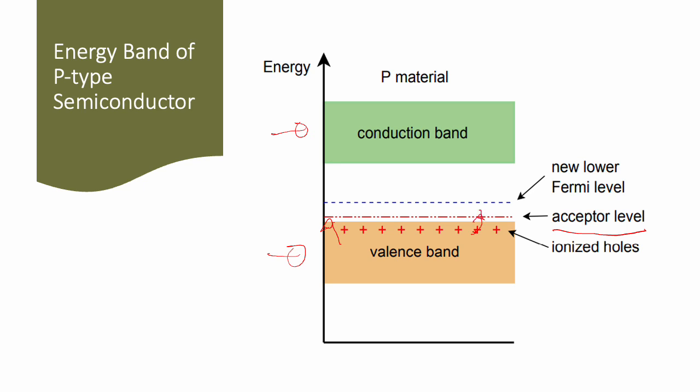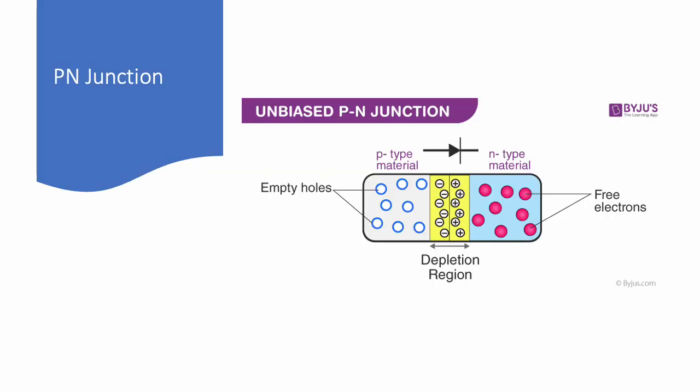And when an external energy source such as thermal energy or an applied voltage is provided, holes from the valence band can easily gain energy to move into the acceptor level. And these holes in the acceptor levels create mobile holes which can move through the crystal lattice and contribute to the electrical conductivity of the semiconductor. The presence of a high concentration of holes in the valence band is what gives p-type semiconductors their hole-dominated electrical conductivity properties. And you can also see here that we now have a new lower Fermi level for the p-type semiconductor.